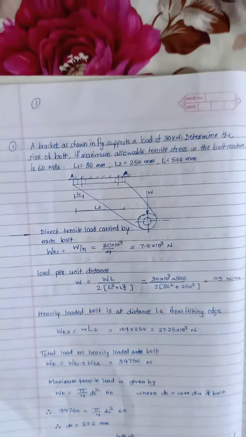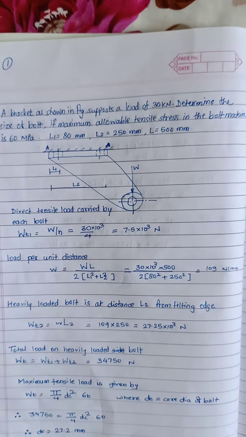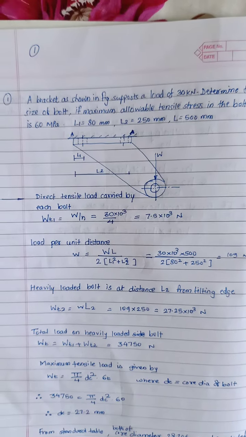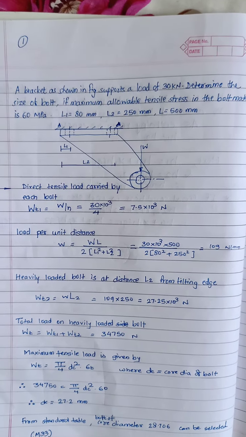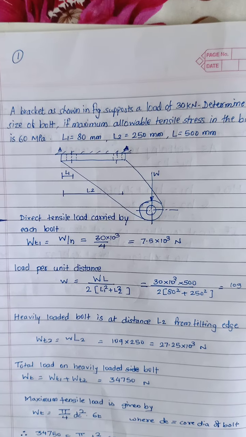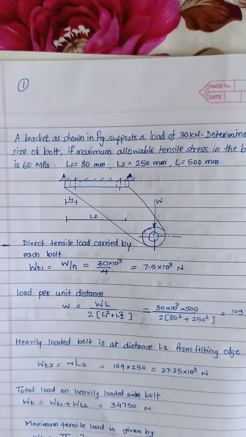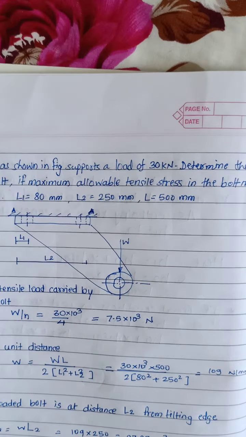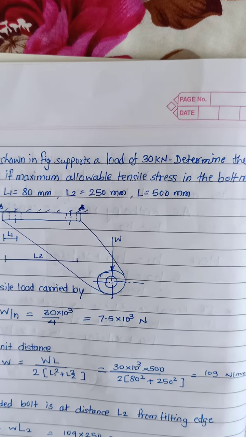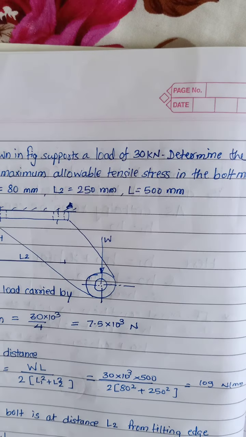Now let us solve one problem here. A similar problem, on a similar bracket. So what is given in this problem? A bracket as shown in the figure supports a load of 30 kN. Determine the size of the bolt if the maximum allowable tensile stress in the bolt is 60 MPa. Lengths L1 and L2 are given as 80 mm and 250 mm, and length L is 500 mm.